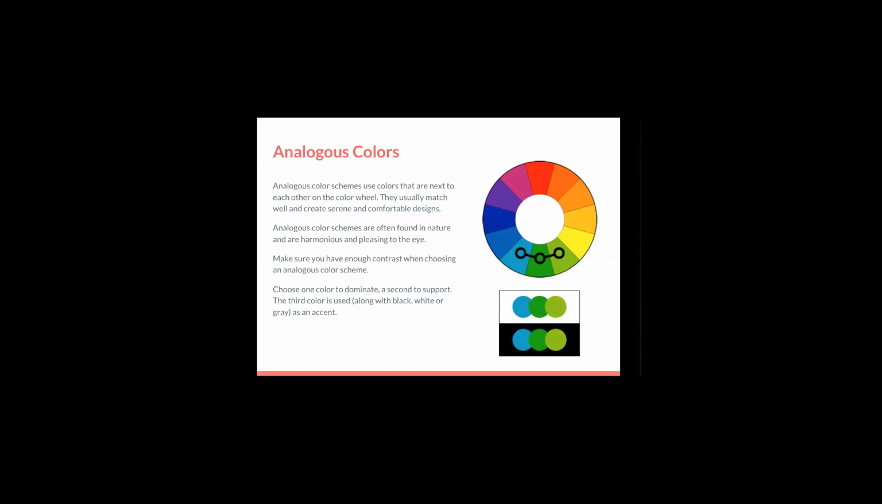You have analogous colors. Analogous color schemes are colors that are next to each other on the color wheel. They usually match well and create serene and comfortable designs. The color schemes are often found in nature and are harmonious and pleasing to the eye. Make sure you have enough contrast when choosing an analogous color scheme. That's one thing to be aware of.